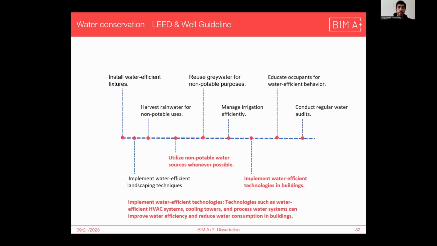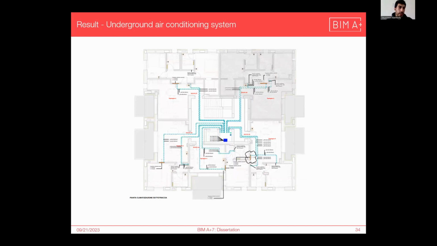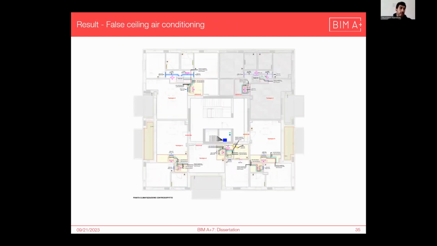Here, we review some of the points that the guidelines cover about water. Regarding this part, it was manual work. The work is underway to make the necessary calculations related to water conservation and install the needed equipment. Here we can see the 2D plan view for the water equipment needed. As a result, here is the underground air conditioning system, and finally the false ceiling air conditioning.